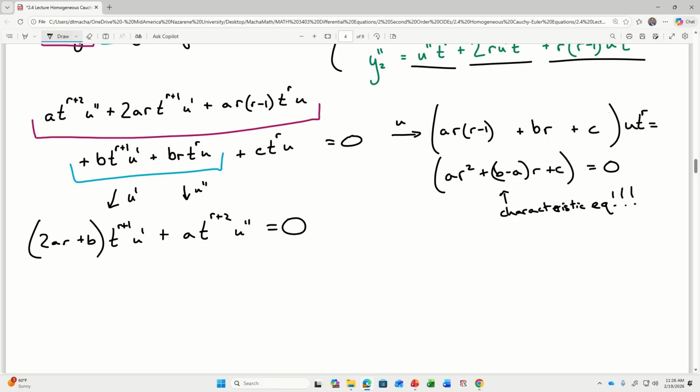So this is actually just a first order differential equation. I know it looks like a second order differential equation, but if I say y is equal to u prime, then y prime would be equal to u double prime, and I can write this differential equation as 2ar plus b times y plus at y prime is equal to 0.